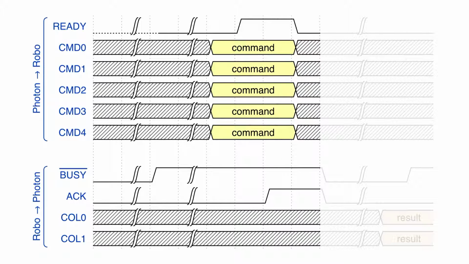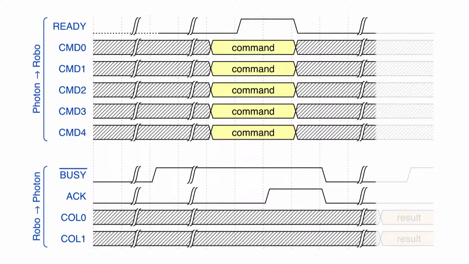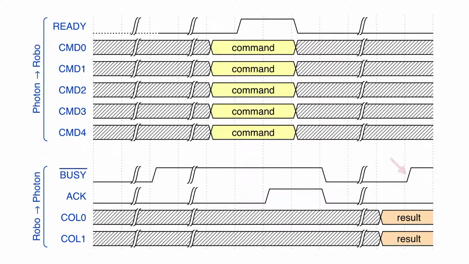This causes the Photon to drop its ready signal, at which point the robot can no longer rely on the command bits being stable. Then the robot drops its acknowledge and busy lines, signaling it's executing the command. For the most part, that involves mechanical action, so that may take some time. If the command yields a result, the robot will then set the col bits and then raise the busy signal. Remember, the signal is low active, so that means I'm no longer busy. That signal is also a promise to keep the col bits stable for readout. After that, the cycle repeats whenever the next command is issued.